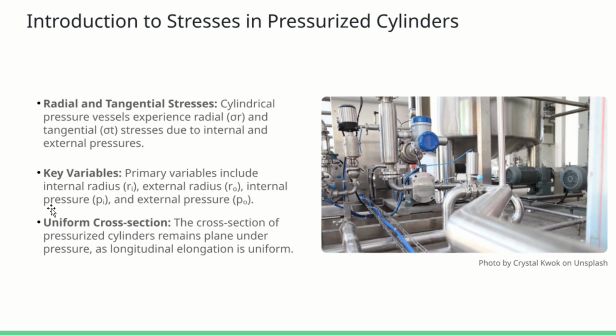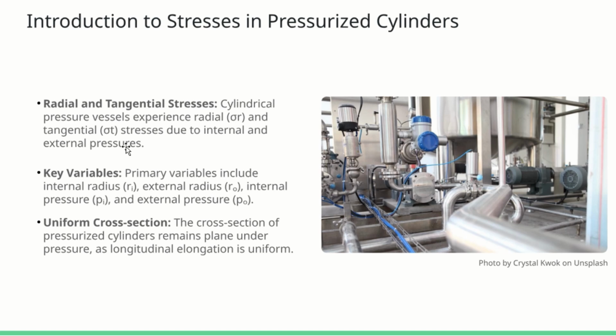The gas cylinders. The forces, the pressure in the gas cylinders, in the pressurized cylinders, create radial and tangential stress, because the pressure comes from the gas that is compressed inside the cylinder. Cylinder pressure vessels experience radial or tangential stress due to internal and external pressure. Primary variables include internal radius, external radius, internal pressure, and external pressure. It must have a uniform cross section. The cross section in the pressurized cylinder remains plane under pressure, such that longitudinal elongation is uniform.